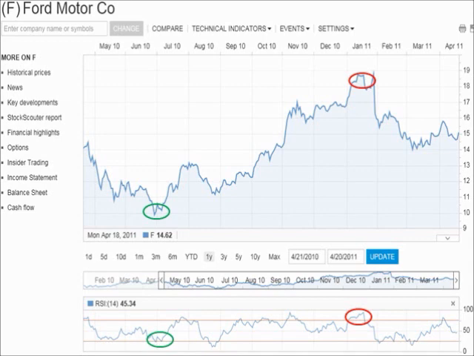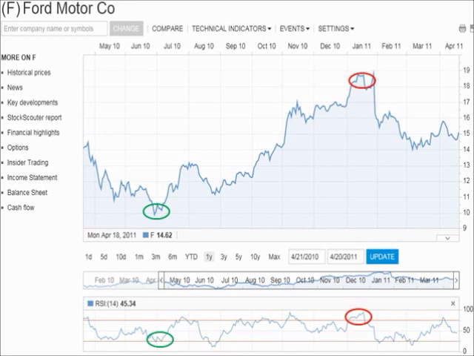So these are just some clear examples on a chart of what the relative strength index has the power to introduce to you, which are good entry points and good exit points. But remember that these should be used in conjunction with other tools.